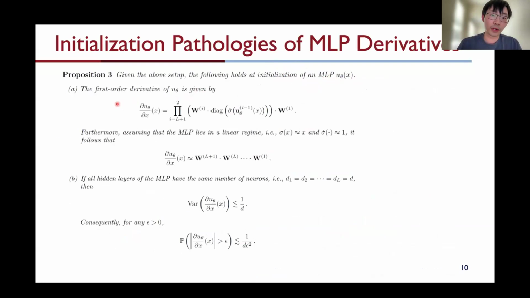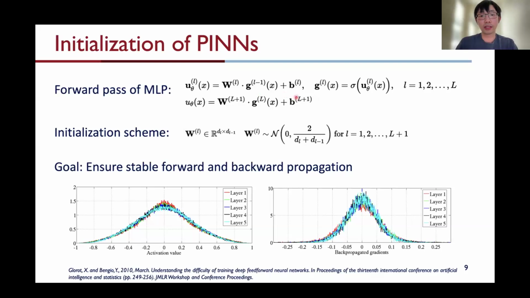So the first thing we can prove is that the first order derivative of u_theta is given by this product. The proof of that is quite simple. It's just by chain rule. But if you observe this formula, you can see that all weight matrices directly contribute to the final output, right? But if you compare to the network itself in the previous slide, you can see that those weight matrices are hidden inside the activation function.